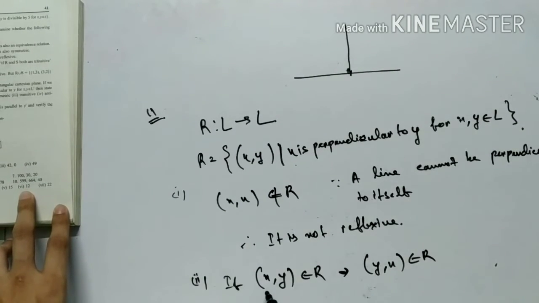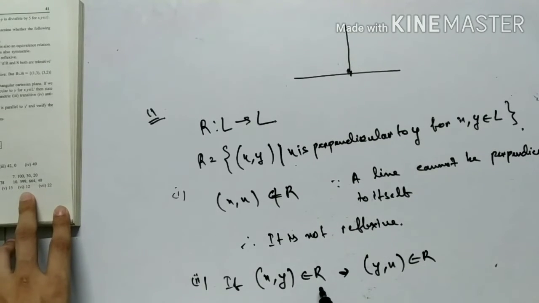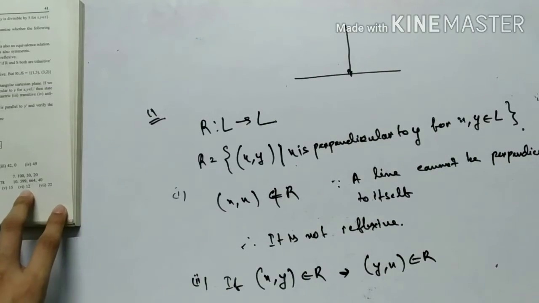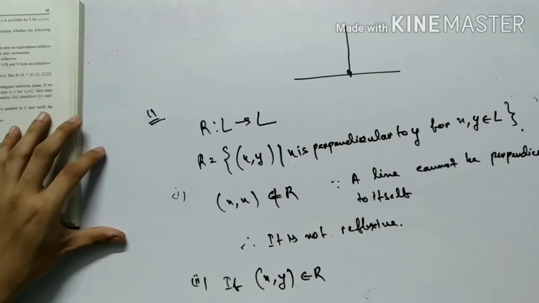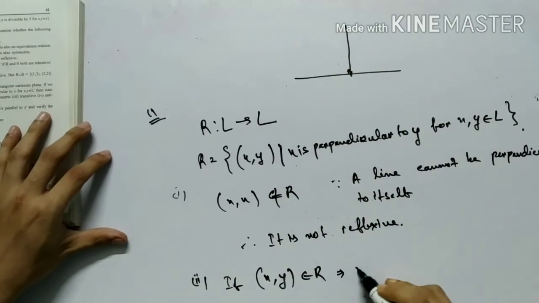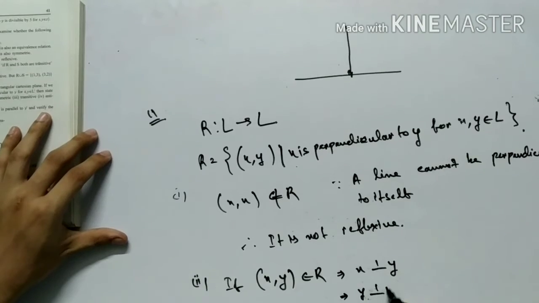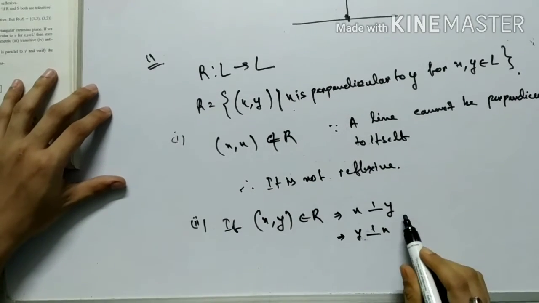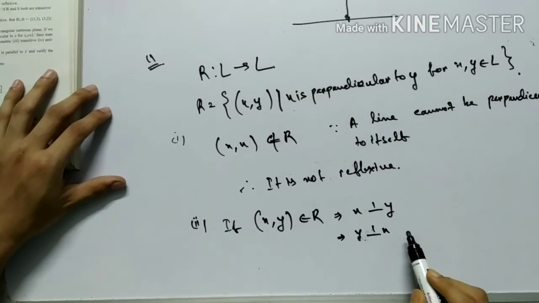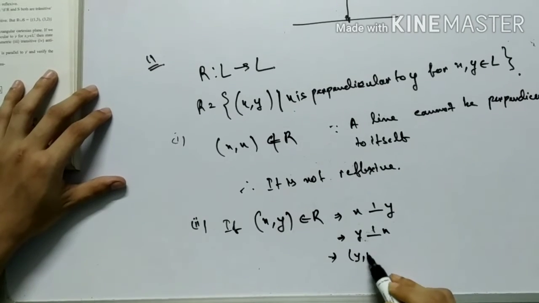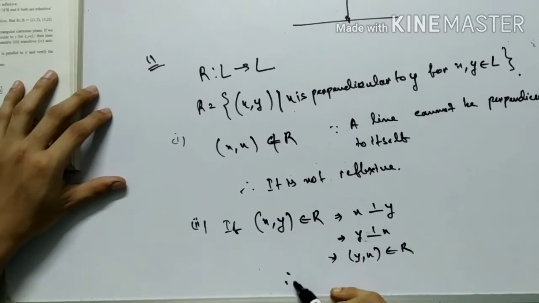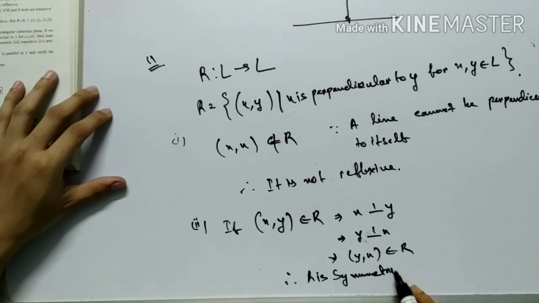So if (x, y) belongs to R, then (y, x) will also belong to R. (x, y) belongs to R means x is perpendicular to y, and then y is perpendicular to x. So (y, x) belongs to R. Therefore R is symmetric.